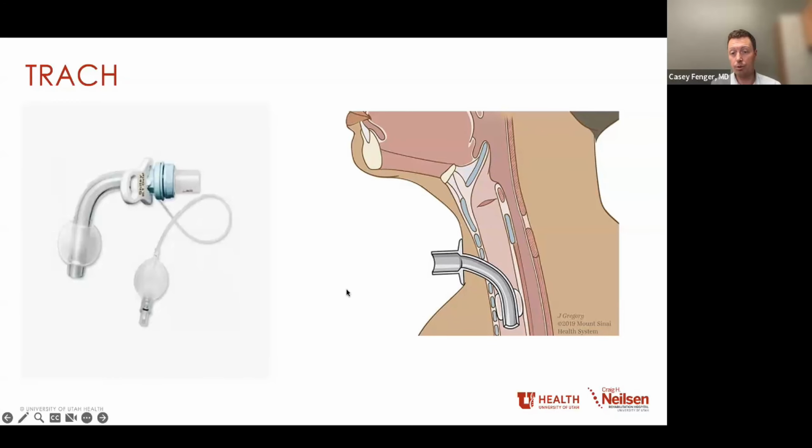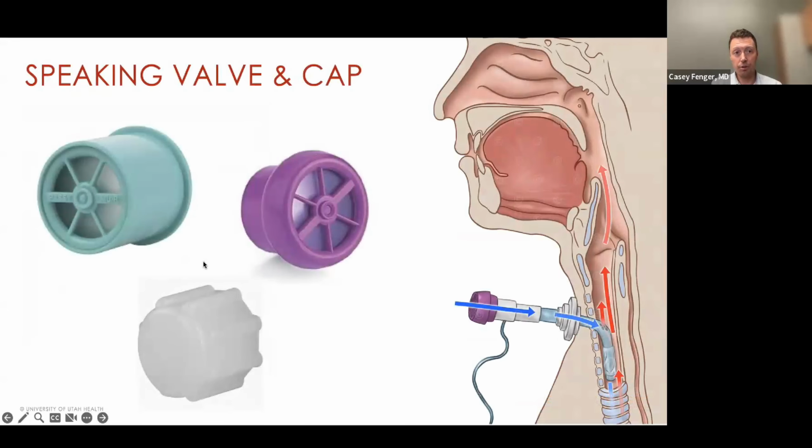What the cuff is used for is when the cuff is inflated, you create a closed circuit with the ventilator. All the pressure that is being administered by the ventilator is on a closed circuit. When you deflate the cuff, air and pressure can escape up out through the mouth. Therefore, it's an open system and less controlled. And one of the things we use with trachs are speaking valves and caps.